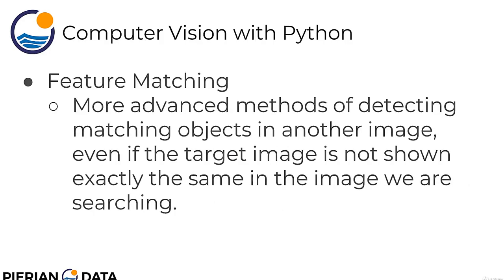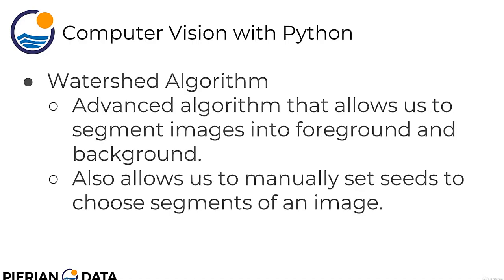Then we'll move on to general feature matching, and this is going to be one of the more advanced methods of detection, specifically detecting matching objects in another image. And it's going to work even if the target image is not shown exactly the same in the image that we are actually searching. Then we'll talk about the watershed algorithm, an advanced algorithm that allows us to segment images into foreground and background, and it also allows us to manually set seeds to choose segments of an image, and we'll be working with both those concepts.